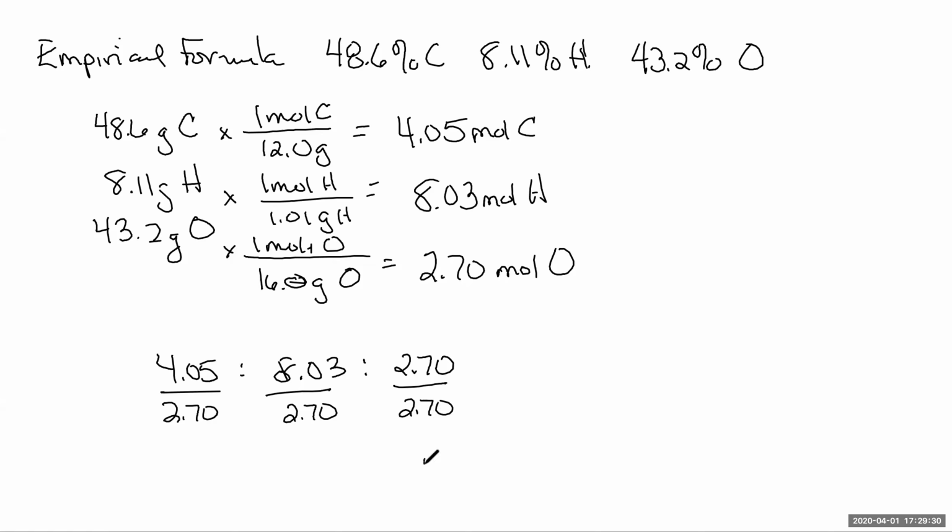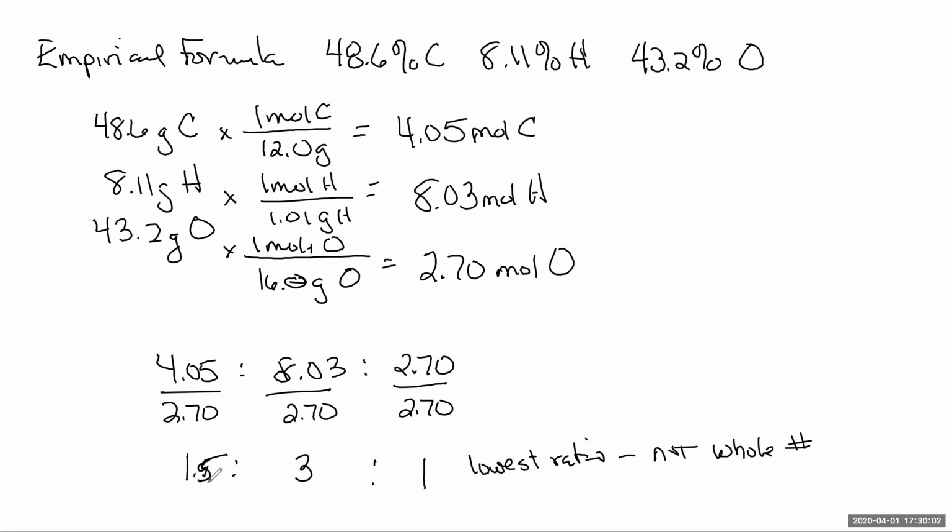2.70 divided by 2.70 is 1. 8.03 divided by 2.70 is 3.03. And 4.05 divided by 2.7 turns out to be 1.5. Now we have a problem. This is not a whole number ratio. It is the lowest ratio, but not whole number. So how do we get it to a whole number?